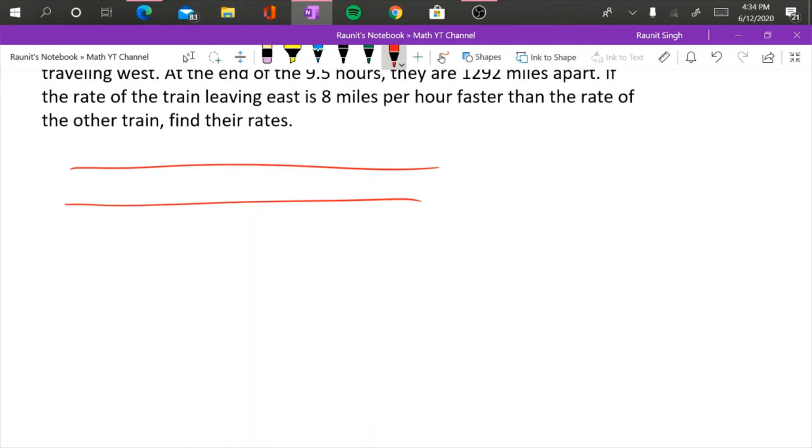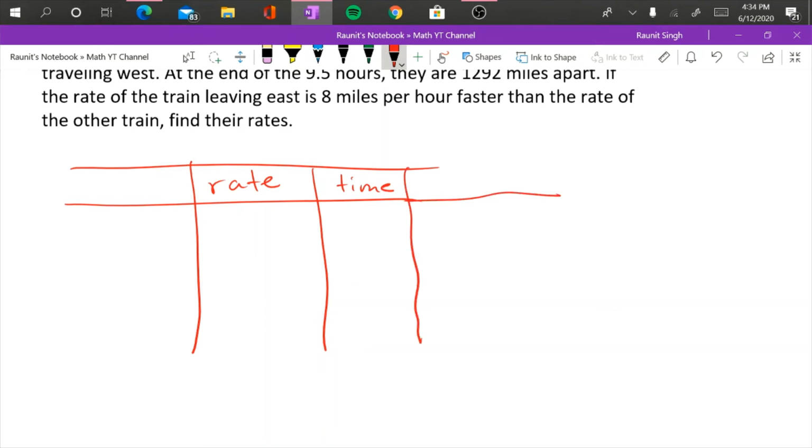So now I'm going to make a table for much easier visualization. This is going to be rate. This is going to be time, and then I guess I didn't draw it far enough. This is going to be distance, which is rate times time, otherwise speed times time. So the westbound train, I'm just going to write west, and then this is east.